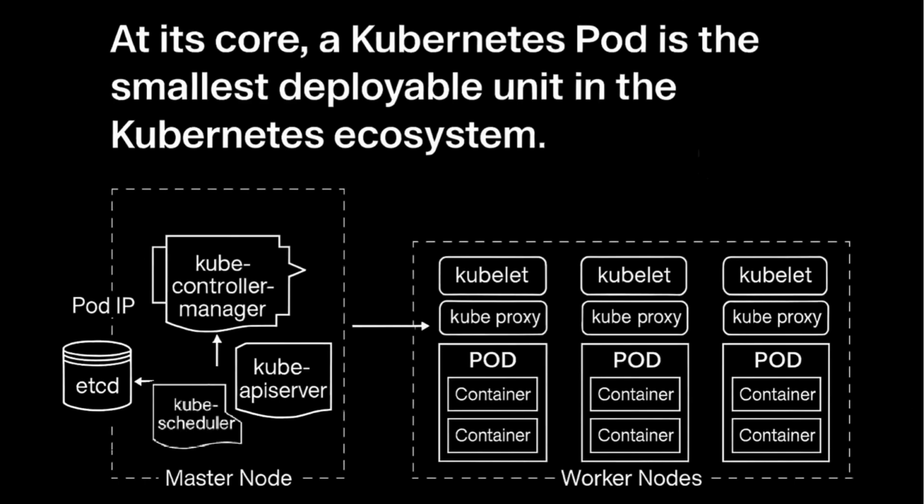At its core, a Kubernetes pod is the smallest deployable unit in the Kubernetes ecosystem. Think of it as a logical host, a cozy digital home where containers live and work together. Each pod can house multiple containers, and these containers are designed to operate as a cohesive unit, sharing resources and working in harmony. Here's where it gets interesting.